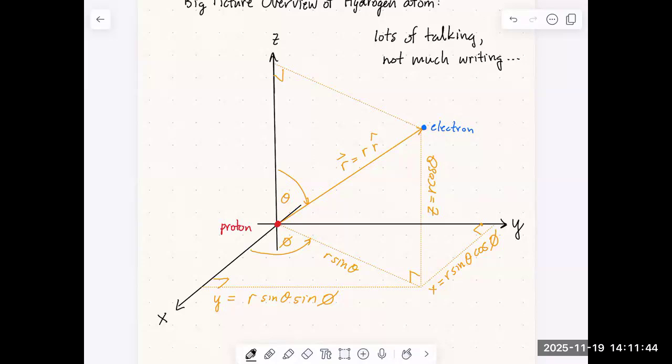Okay, what about phi? We also solved the phi equation. That one was easy. The boundary condition was that going around by 2 pi has to leave the probability density, the square of the wave function, unchanged. And so that's a symmetry about rotations around the z-axis. And what we found is that that led to a quantization of this number m.